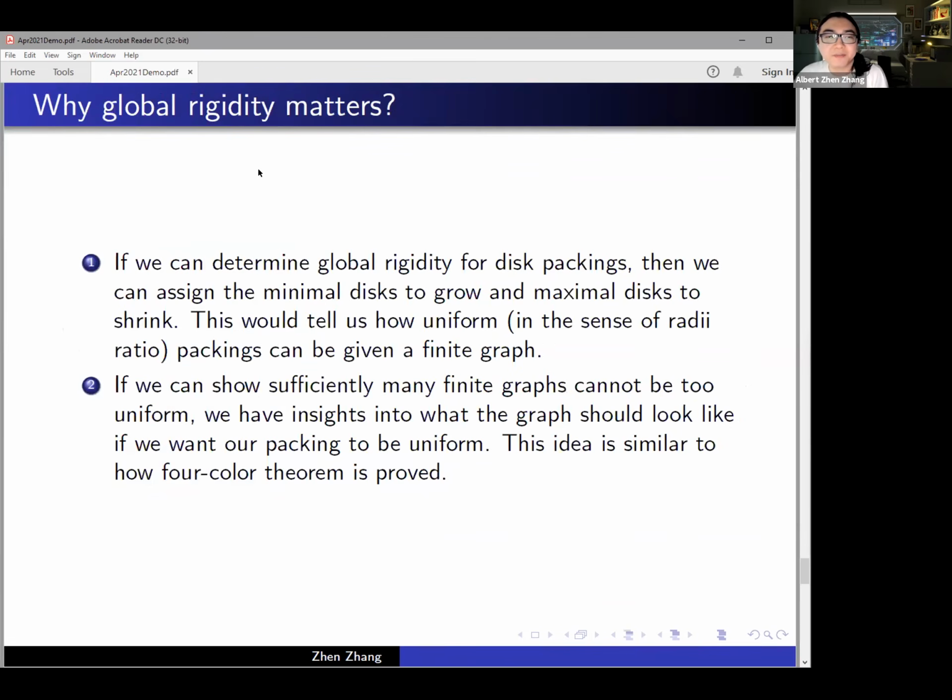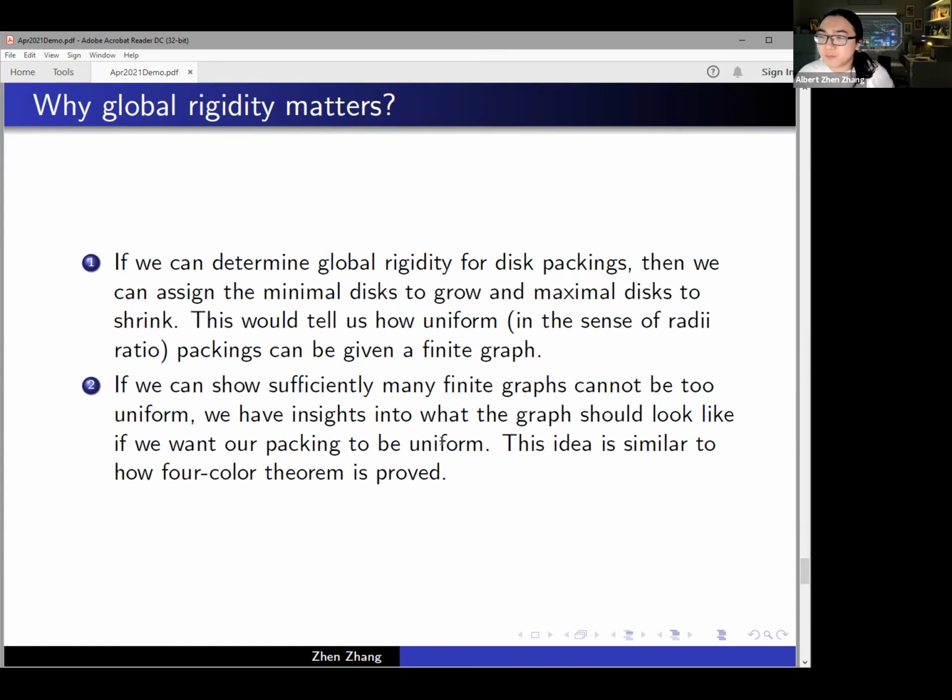So why does global rigidity matter? If we can determine the global rigidity for these packings, then we can assign minimal disks to grow and maximal disks to shrink. And this allows us to examine how uniform packings can be given a finite graph. And if we can show sufficiently many finite graphs cannot be too uniform, we have insights into what kind of graph should look like if we want our packings to be uniform.